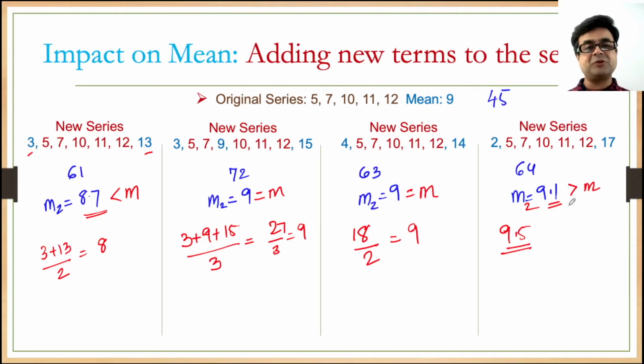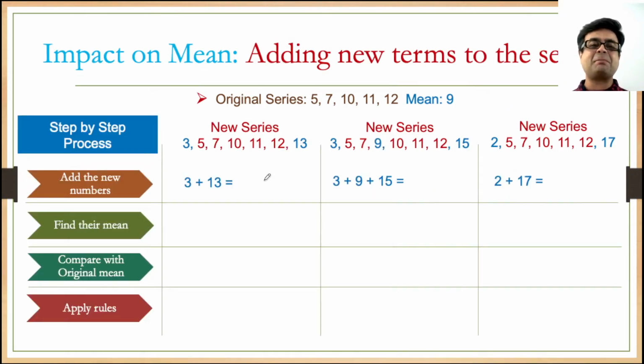So let's quickly review the step-by-step process on how to approach problems like this, where there are new numbers being added to the original series without changing the original series. In the first step, you will add the new numbers together. So in this case, we are adding the two numbers together as 16. Similarly, here we would add them together to get 27, and here we are going to add the numbers together to get 19. Now we find their mean. Let me quickly write down the means, and we then compare with the original mean.